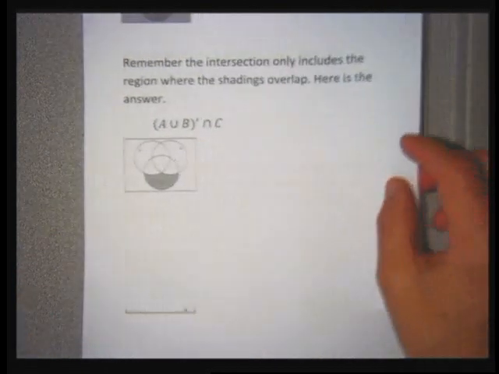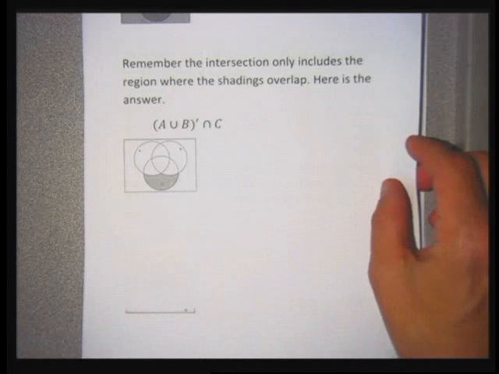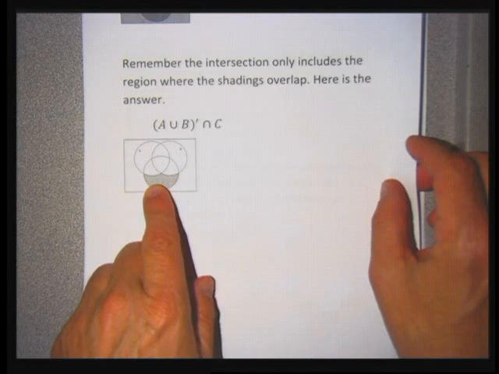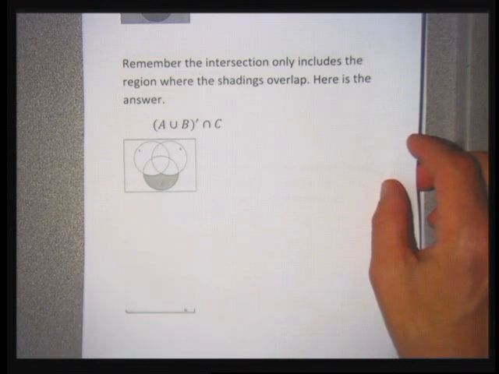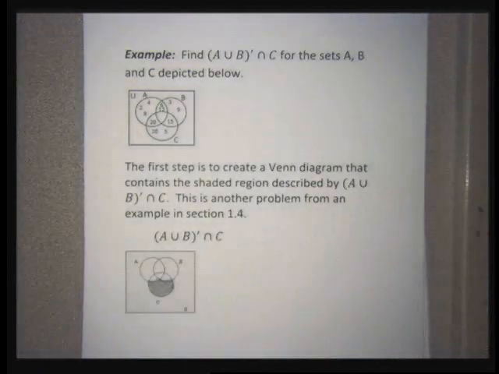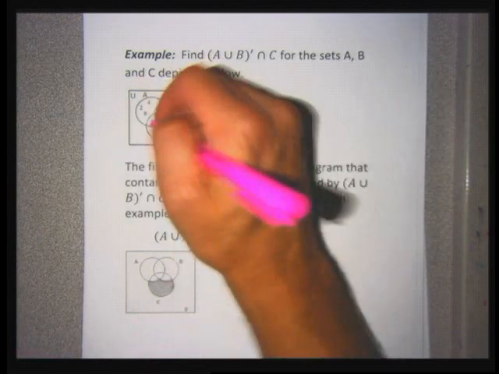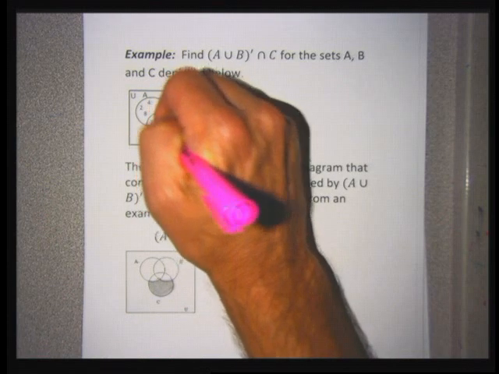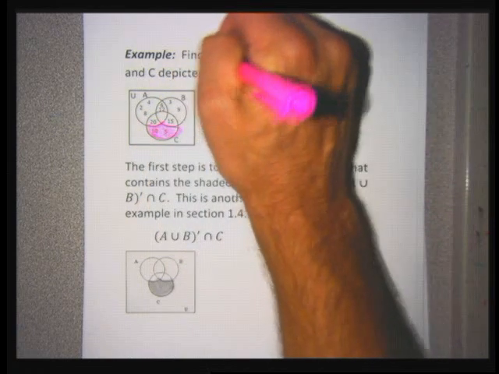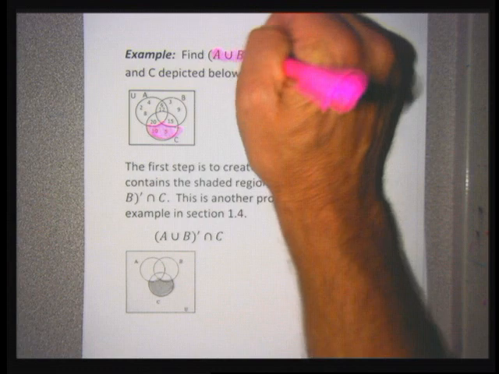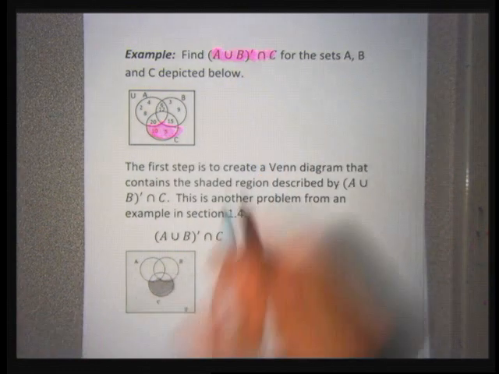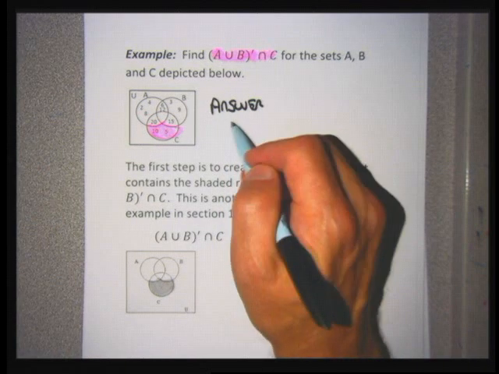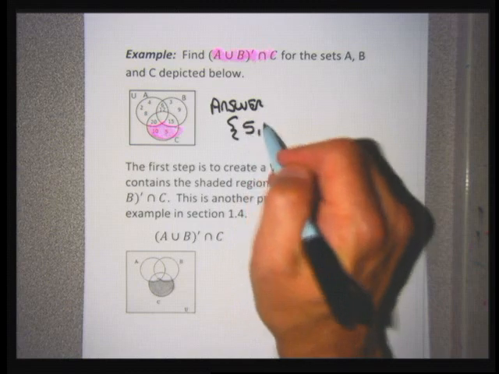There is the region that A union B prime intersection C represents. I'm going to transfer that region to the answer, and any element in that region is going to be my answer. Transferring that region to my answer, that region is this region here. So this is what A union B prime intersection C looks like. And so the answer to this example is going to be the set that contains the numbers 5 and 10.